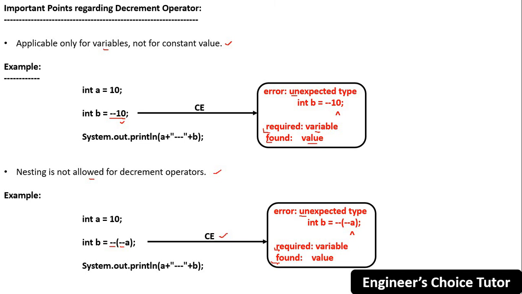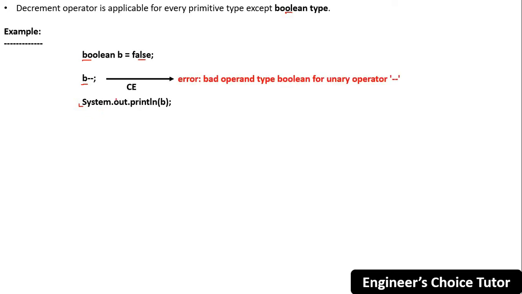The next point is regarding boolean. The decrement operator is applicable for every primitive type except boolean. If you write boolean b is equal to false, then b minus minus, what does this mean? False minus minus. Is it making any sense? No. So you will get a compile time error saying bad operand type boolean for unary operator minus minus. These are all the cases that we have to cover in the decrement operator.